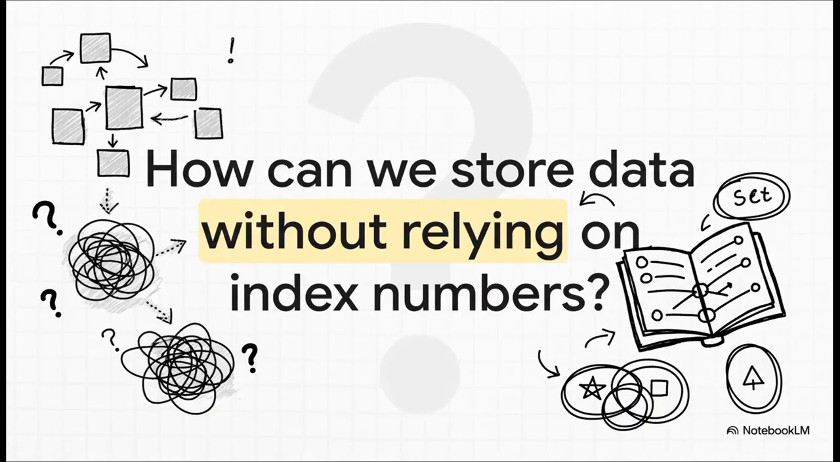See, the thing with a list is you have to know an item's position, its index, to find it. But what if your data doesn't really have a natural order, like say a user's profile information? This is the central question that dictionaries and sets are built to answer. They give us much faster and, honestly, more intuitive ways to manage our data.